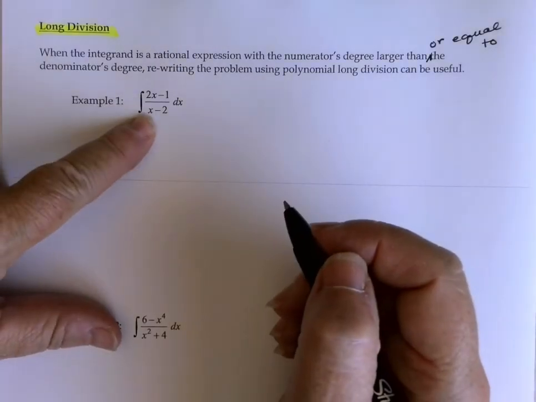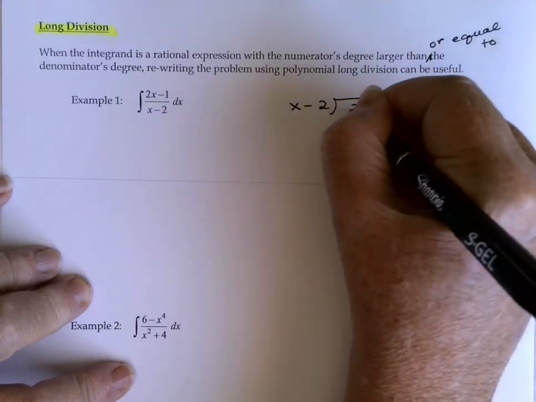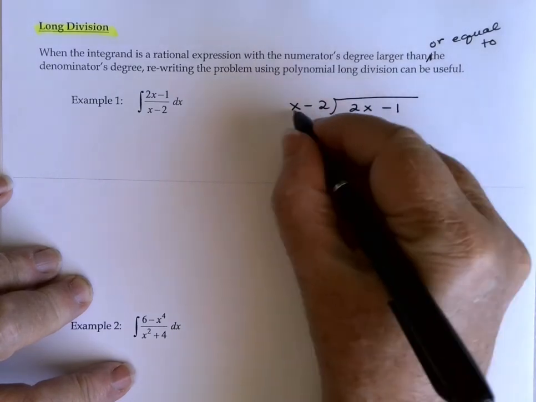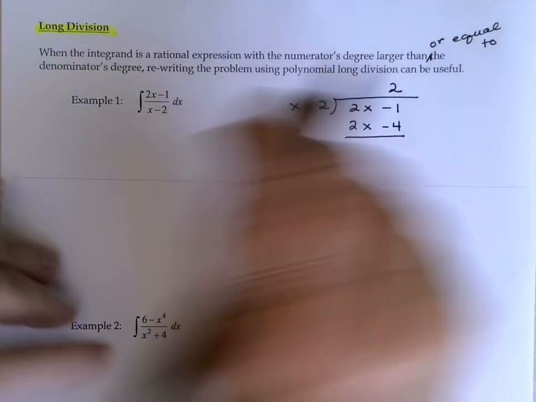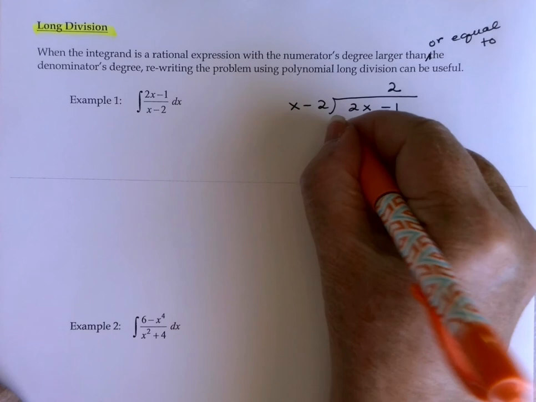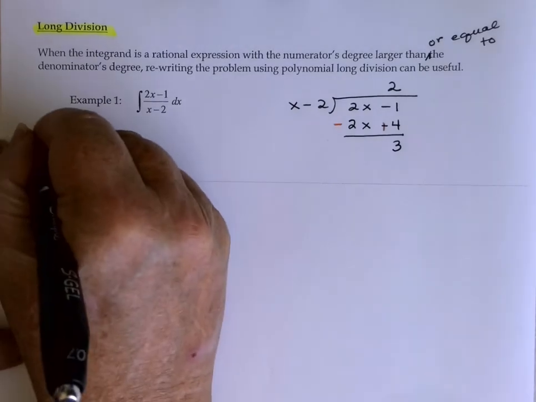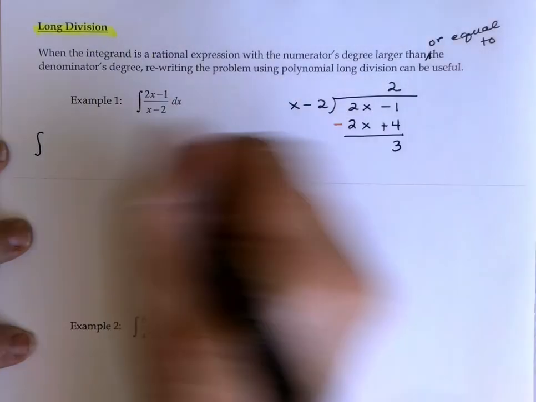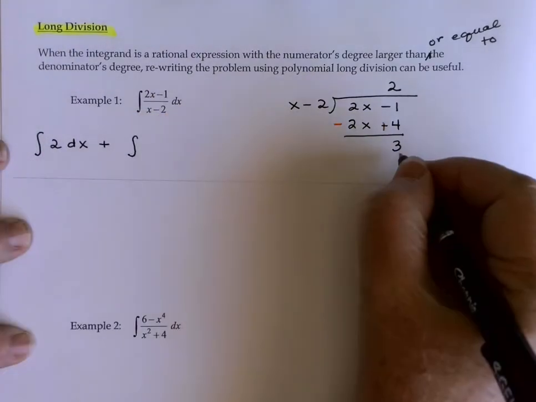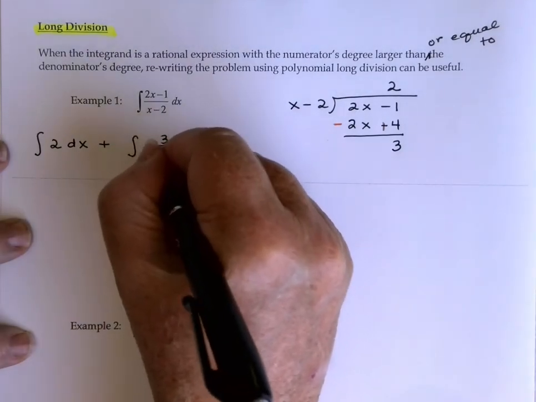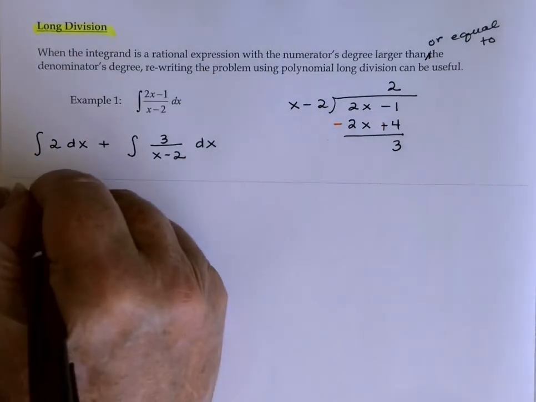Clearly the degree on top is the same as the degree on the bottom, so I'm going to employ that long division technique. 2x divided by x is 2. Multiplying gives me 2x minus 4, and I do have to subtract, so the remainder is 3. So I'll rewrite my integral as the integral of 2, the quotient, dx, plus the integral for the remainder, which would be 3 over x minus 2 dx. First one's easy, 2x.